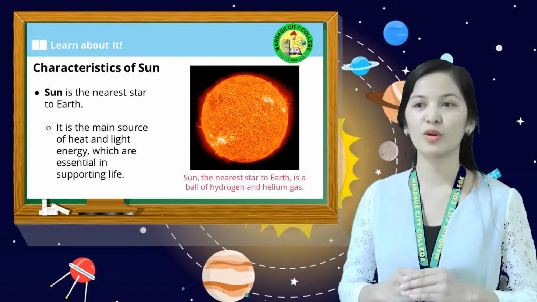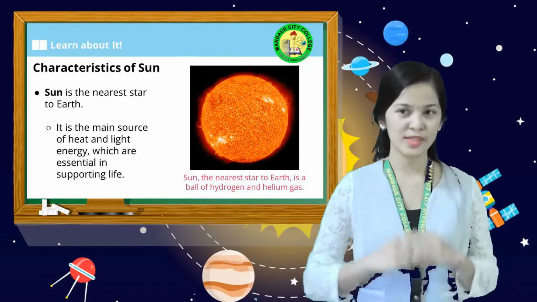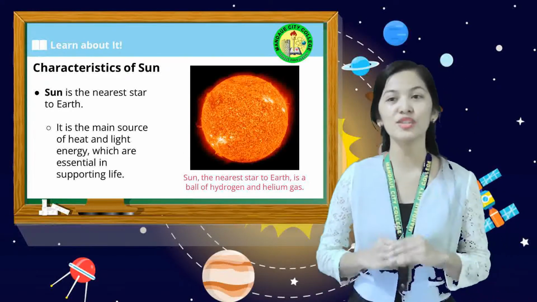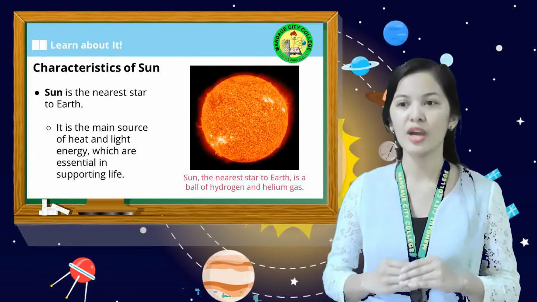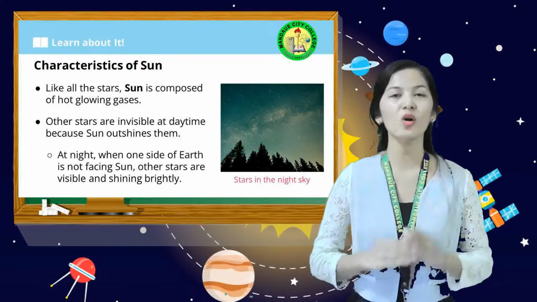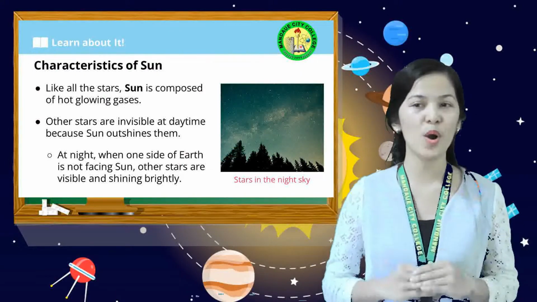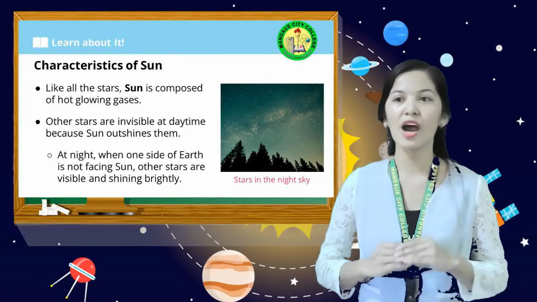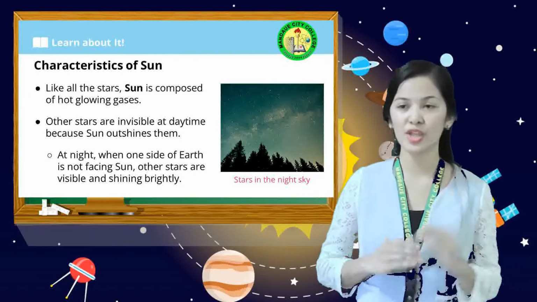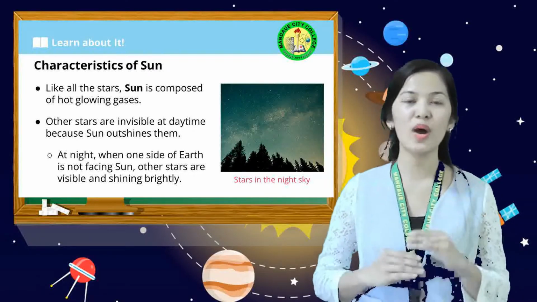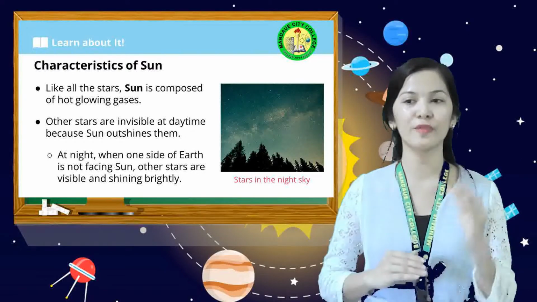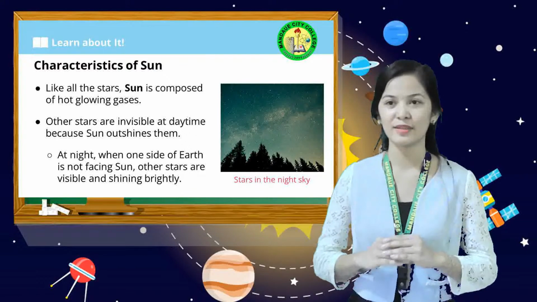And now let's go to the characteristics of the Sun. So the Sun is the nearest star to Earth. It is the main source of heat and energy which are essential in supporting life. Like all the stars, the Sun is composed of hot glowing gases. Other stars are invisible at daytime because the Sun outshines them. So at night, when one side of Earth is not facing the Sun, other stars are visible and shining brightly.